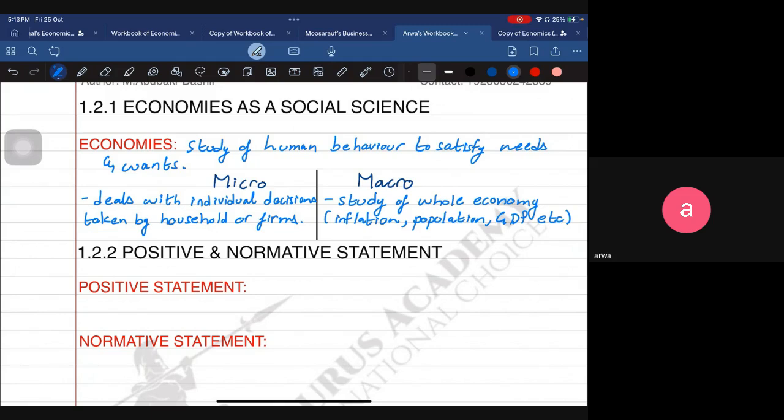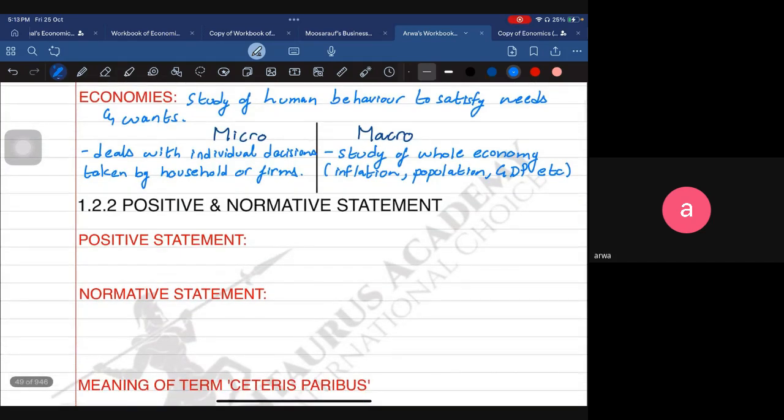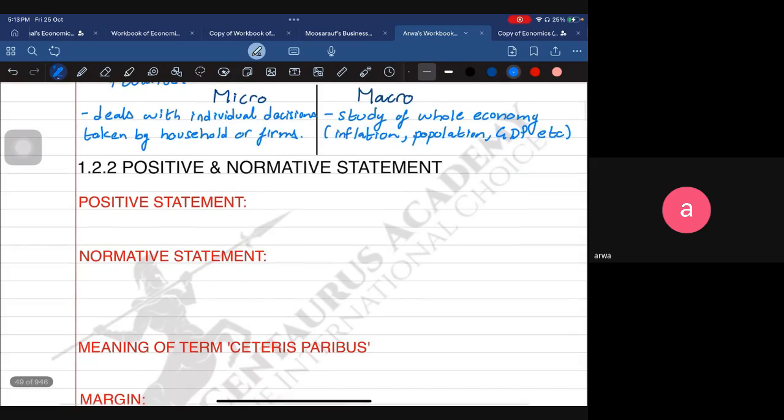Now let's just move on to our next topic. You can write this down if you're still writing. Yes, sir, I'm done writing. Okay. So now we will be moving on to the positive and normative statement. Have you ever heard of them?